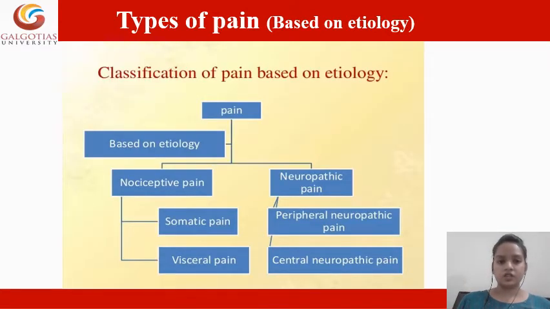Based on etiology, the classification of pain is nociceptive pain and neuropathic pain. Nociceptive pain is divided into two parts, somatic pain and visceral pain, and neuropathic pain is further divided into two parts, peripheral neuropathic pain and central neuropathic pain.